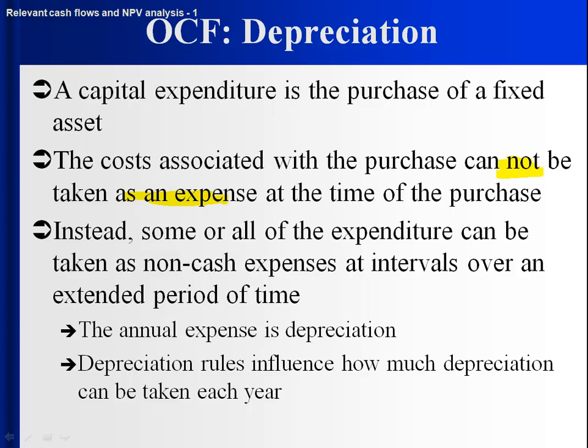So the idea is that you're buying a long-term fixed asset that's going to be productive. So accounting rules say, hey, even though you just spent $1 million on this piece of equipment, you don't get to take it as an expense. Instead, some or all of that expenditure can be taken as a non-cash expense. So you actually write it into your income statement, but no cash is paid out, because it's paid out when you bought the piece of equipment or the building or the fixed asset.